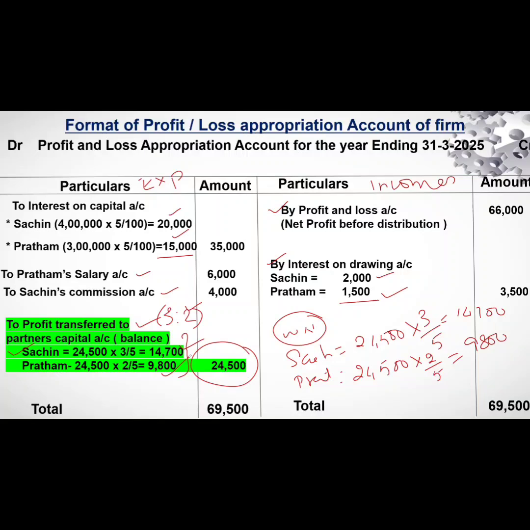So this is the profit and loss appropriation account for sum number 1. So in the next video, we will see another sum. Hope you have understood the preparation of profit and loss appropriation account.